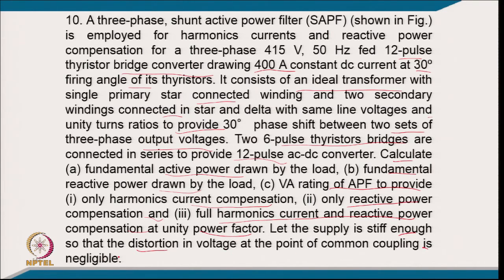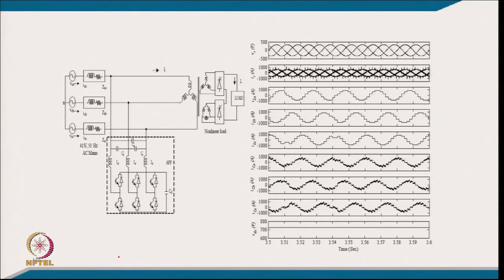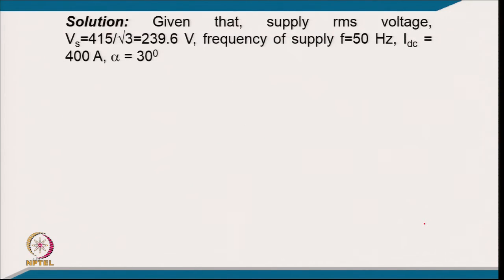Let the supply be stiff enough so that the distortion in voltage at the point of common coupling is negligible. So, this is the typical circuit. We have a 12 pulse thyristor converter with series connection, and we have a shunt active filter which is connected at the point of common coupling to provide the harmonic compensation and reactive power compensation. And this is the typical waveform of supply voltage and supply current after compensation. These are the 3 phase load currents of the converter. These are the active filter currents, which not only have harmonic current, but also the reactive power current, and this is the DC link voltage regulator of the active filter.